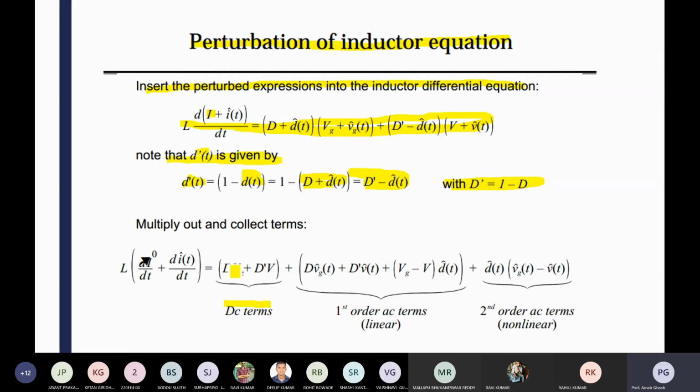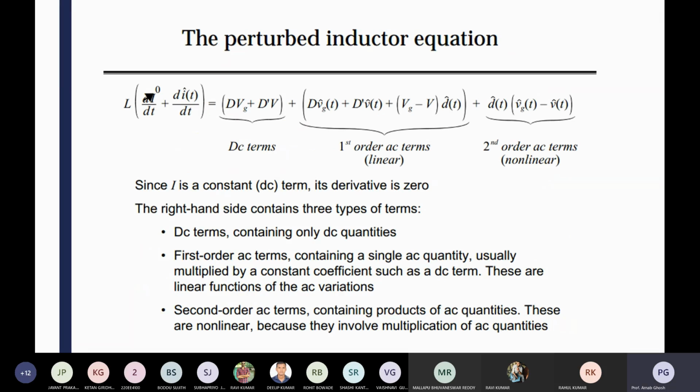So you are getting Vg. All the first order AC terms are linear, and the second order AC terms are nonlinear. Why is it nonlinear? Because two time-varying variables are multiplying each other, so you can say it is a nonlinear component. The constant term we make 0. Now the DC component is there, the first order AC component is there, and the nonlinear component. So we multiply out and collect the terms, then perturb the inductor equation.